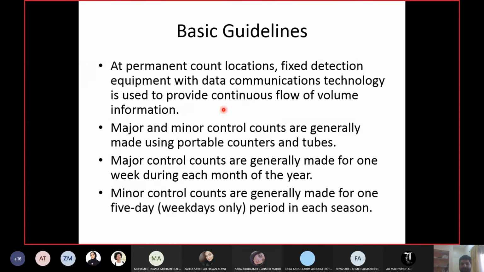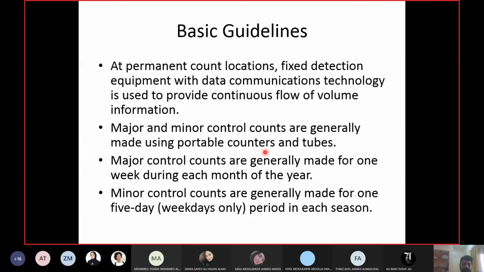So we have already done a couple of examples using road tubes, right? One was done yesterday. And then we have portable counters as well. So portable means you carry them with you, you put them on the field, and you leave them there until your work is done. Once your work is done, you can carry the counters or tubes with you, and you can download the data in your office.